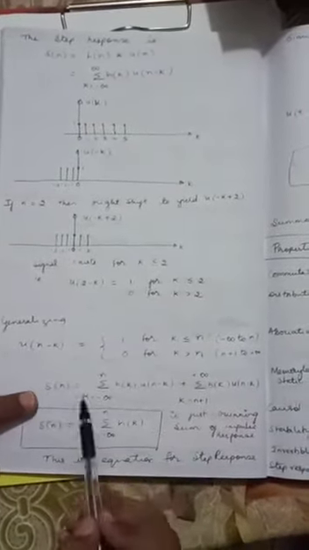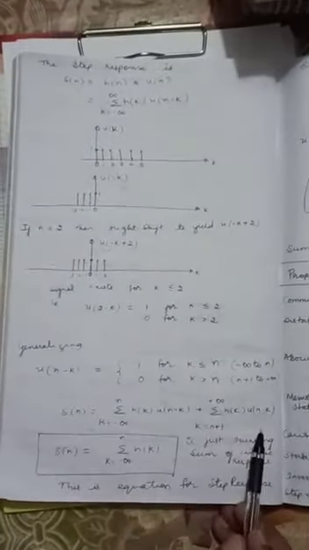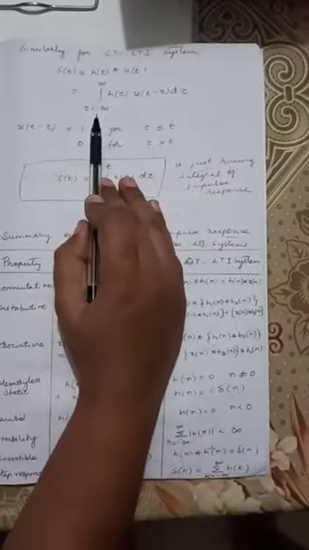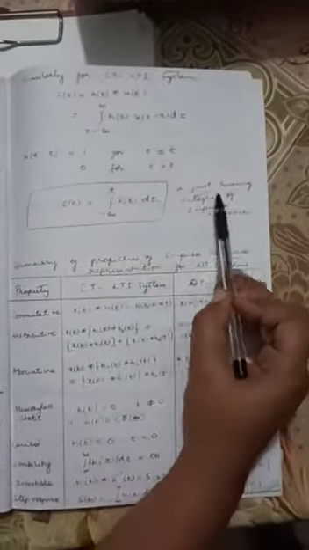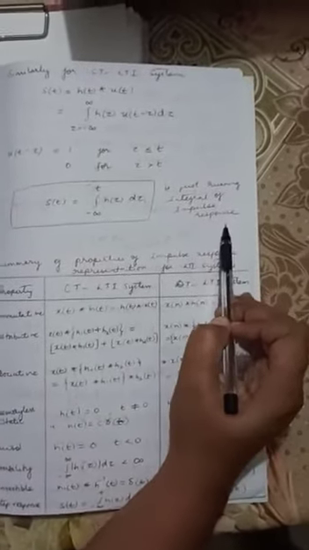If you apply these two values to the definition, finally we are left with s of n equal to the summation k equals minus infinity to n of h of k. So this is just the running sum of the impulse response. This is the equation for step response. Similarly for the continuous-time LTI system, the same derivation we did for discrete time is written here for continuous time, and it is just the running integral of the impulse response.